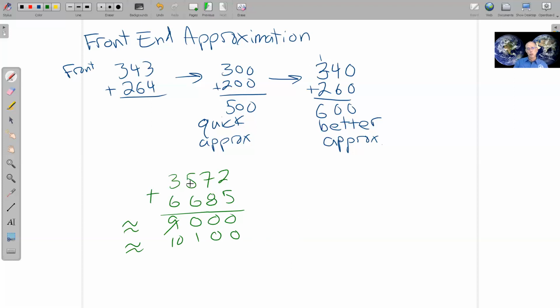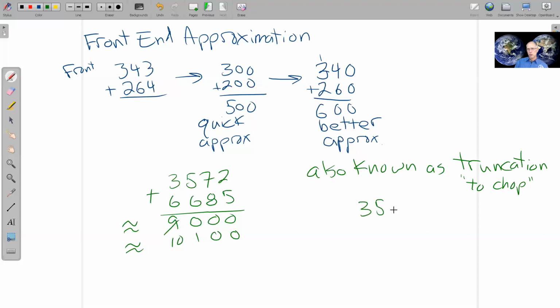And sometimes when I do things like this, it's also called a truncation. So also known as truncation. And truncation just means to chop. So I'm not rounding when I do that 2-digit front end approximation. I'm just saying, just look at the first 2 digits and forget about the others, right? I'm just chopping off the 72. Look at 6,600 and just chop off the 10s and the 1s, okay? So that's why it's called a truncation. It's also known as a front end approximation.